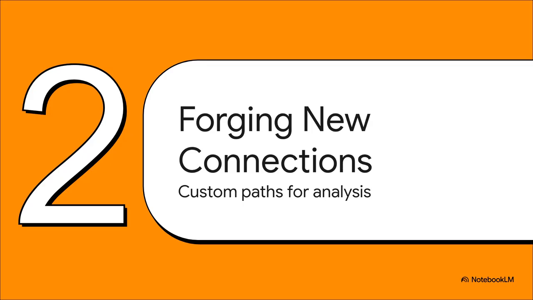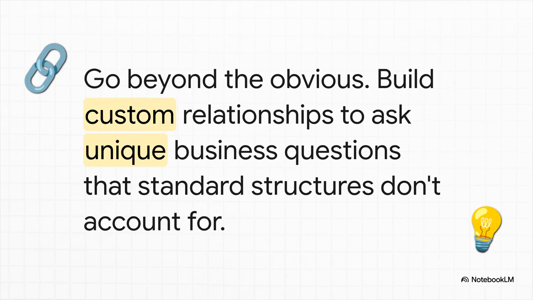So natural hierarchies are fantastic, but what if the most interesting connections in your data aren't the most obvious ones? What if you want to ask questions that your standard business structure just doesn't account for? This is where you really get to be creative. Non-natural hierarchies are basically custom-built relationships that let you ask unique business questions. You're linking different attributes together that don't really have a built-in natural order.